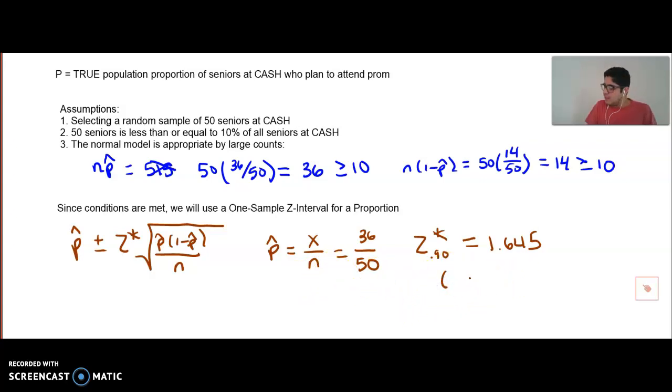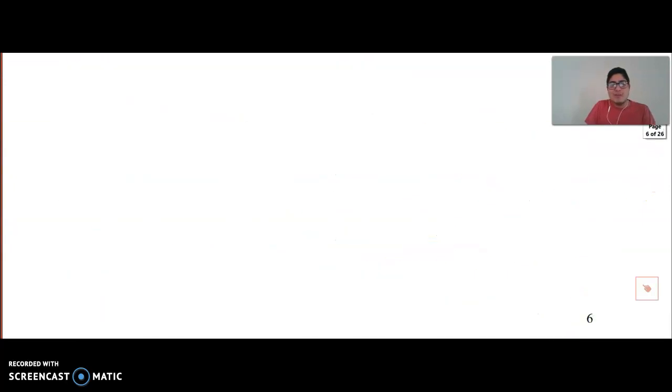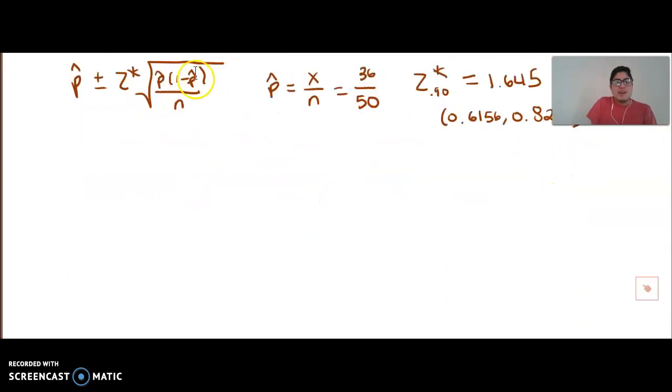It tells me that my 90% confidence interval is going to be 0.6156 to 0.8244. So that is the 90% confidence interval. Now, what on earth does that mean? I'm so glad you asked a hypothetical. We are now 90% confident that this interval will capture the true proportion.